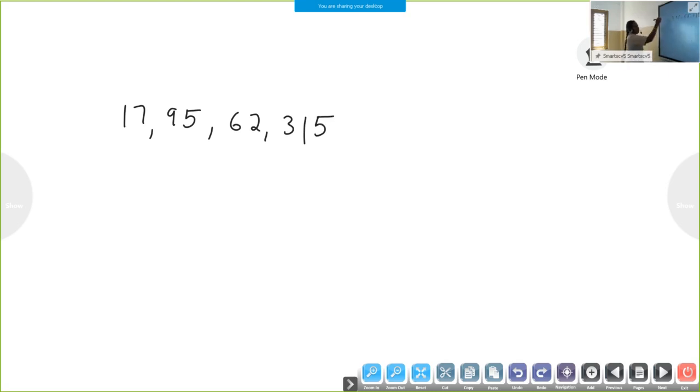Okay, this is the number. Can you read this number? 17 crore 95 lakh 62,315. The question is, round off this number to the nearest crore.